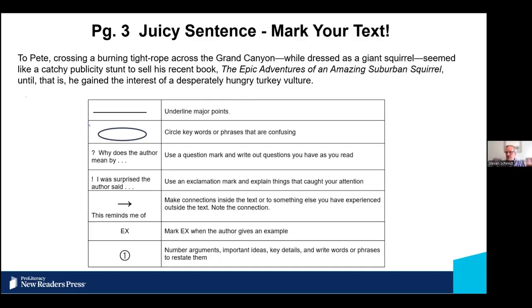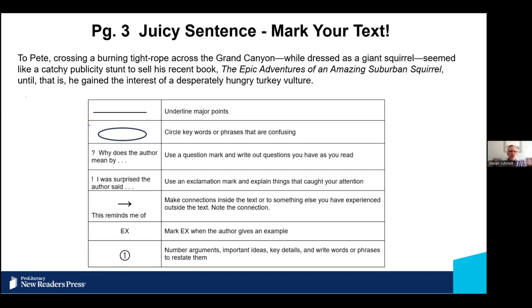So here we have the sentence, which reads: To Pete, crossing a burning tightrope across the Grand Canyon while dressed as a giant squirrel seemed like a catchy publicity stunt to sell his recent book, The Epic Adventures of an Amazing Suburban Squirrel. Until, that is, he gained the interest of a desperately hungry turkey vulture.